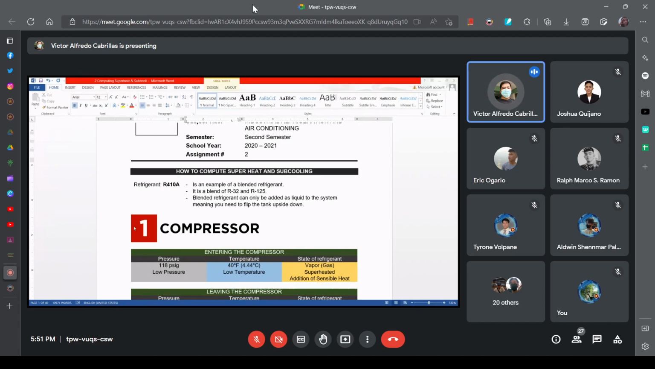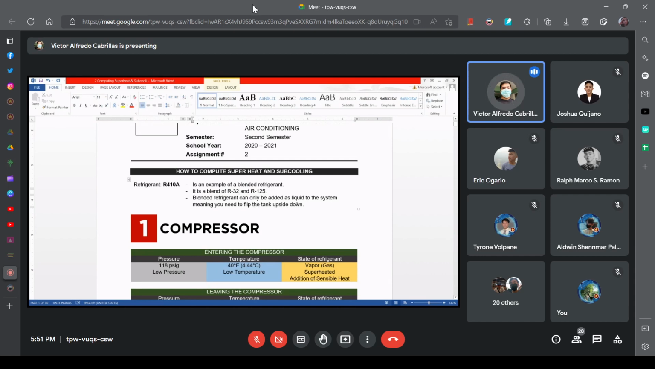Superheat, subcooling, okay? Discuss po natin. Pag-usapan po natin siya. So, for example, refrigerant R410A. Okay, this is an example of a refrigerant, a blended type refrigerant. So, blended means combination of R32 and R125. So, kaya po siya naging blended. Blended refrigerant can only be added as liquid to the system, meaning you need to flip the tank upside down.